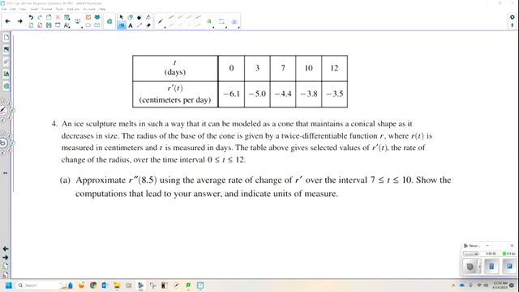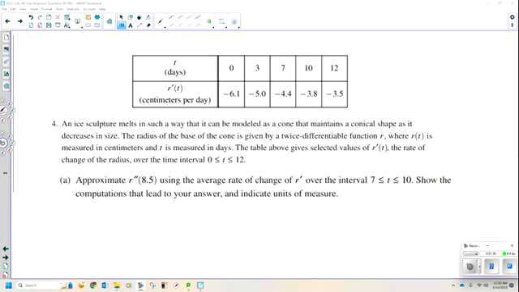The radius of the base of the cone is given by twice differentiable function r, where r of t is measured in centimeters and t is measured in days. The table above gives selected values of r prime of t, the rate of change of the radius over the time interval from 0 to 12 inclusive. 4a asks us to approximate r double prime at 8.5 using the average rate of change of r prime over the interval from 7 to 10, inclusive. Show the computations that lead to your answer and indicate the units of measure.